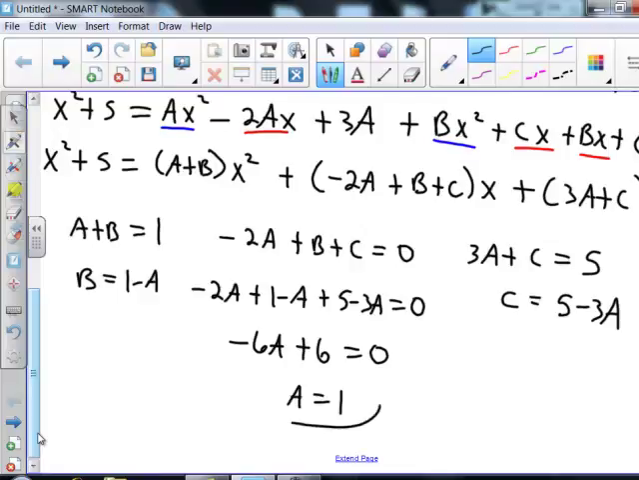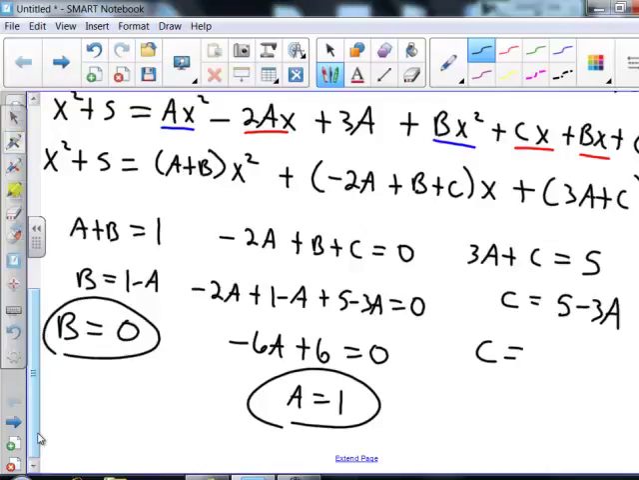So that tells you that a is 1, which tells you over here that if a is 1, then 1 minus 1 gives you that b is 0. And if a is 1 over here, that gives you c is 5 minus 3, which is going to be 2. So I now have my values for a, b, and c, respectively.